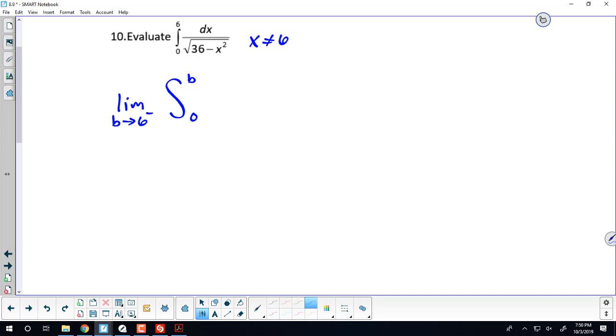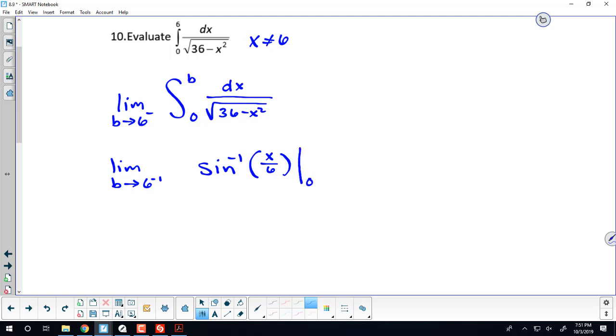And what is the antiderivative of this function? Inverse sine. Yeah, inverse sine of x over 6. Remember the inverse sine and cosine were the only ones that didn't have that multiplier of 1 over a in front of them. Trig substitution works as well, as we saw in 8.4. So inverse sine of x over 6 evaluated from 0 to b.